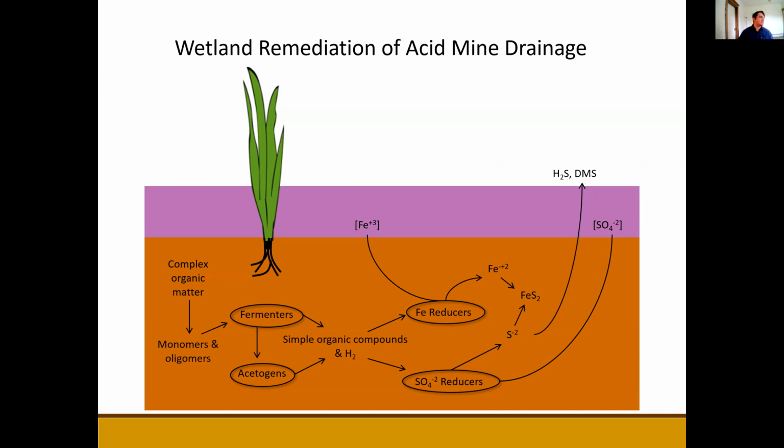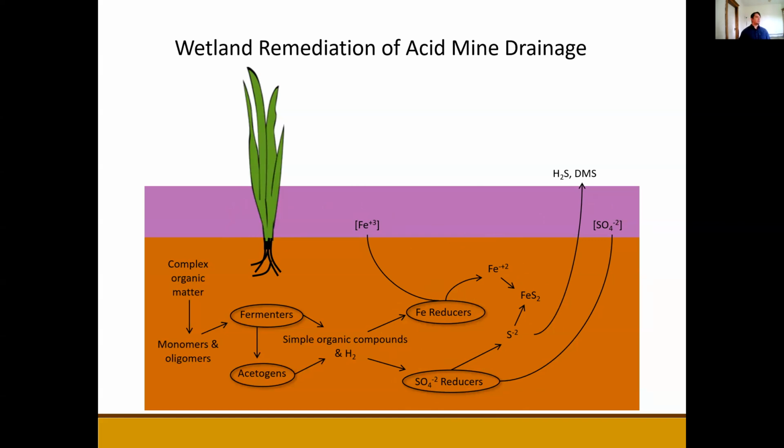So again, this entire process hinges upon these iron reducers and these sulfate reducers. So you have to create an environment where they are as effective as possible and are given the opportunity to remove the contaminants from the water. So you can construct your wetlands in different ways to try and maximize or optimize this process, increasing its efficacy, obviously.